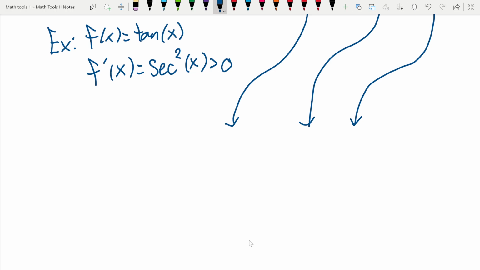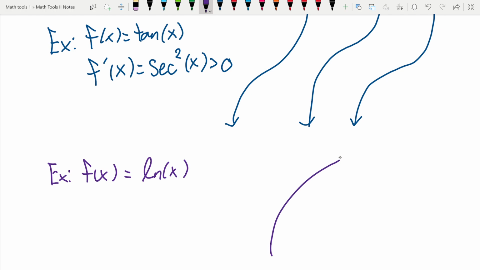Okay. Another function that's always increasing that's common would be your natural log function. The graph of this one looks roughly like this, where it kind of flattens out, but it is always going upwards.